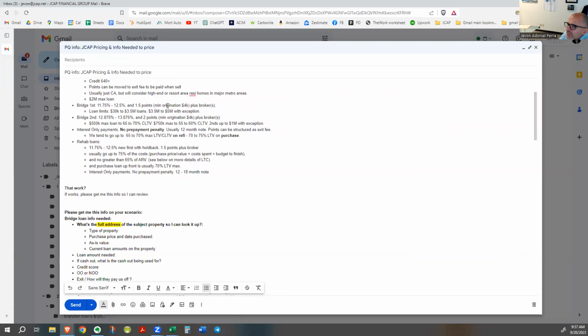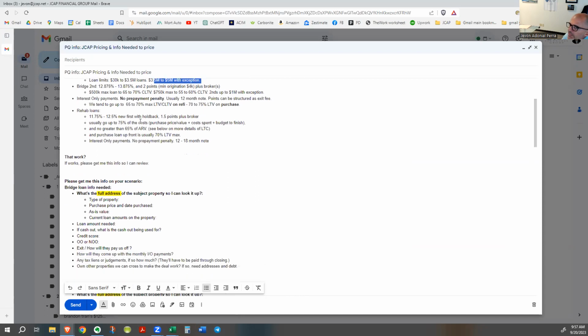And if we do a tiny deal at $30,000, 1.5 points is like $450. We're not going to do a deal for $450. So we'll let someone have a small loan, but at a certain point, if 1.5 points or 2 points is less than $4,000, it's going to be a minimum of $4,000. Maybe $3,600, but that's what that means. And then $30,000 to $3.5 million is our norm. $3.5 million to $5 million, we can deal with as an exception if we really like the property.